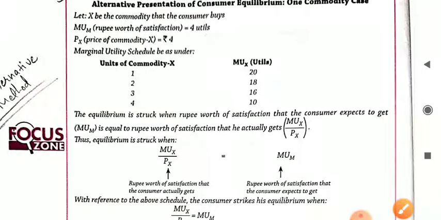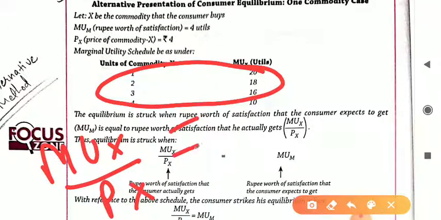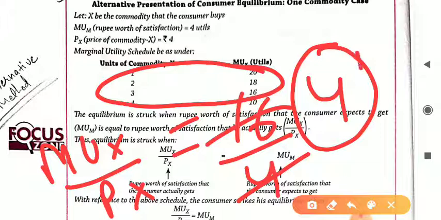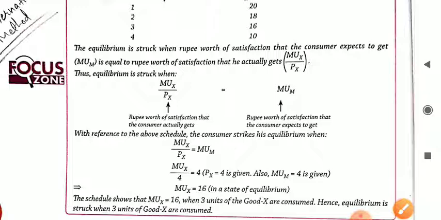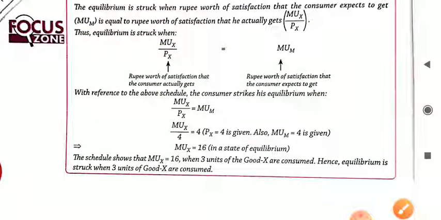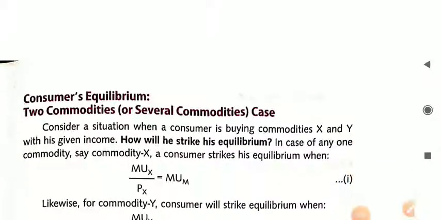You can see that at point 3 MUX is 16. So MUX divided by PX, that is 16 divided by price 4, we will receive 4. So this 4 is equal to the MUM of 4. That's why point 3 is the equilibrium point. This is simply represented by this formula. After solving this, we get that the consumer equilibrium is struck at point 3. Okay, dear student, so this is our single commodity case.